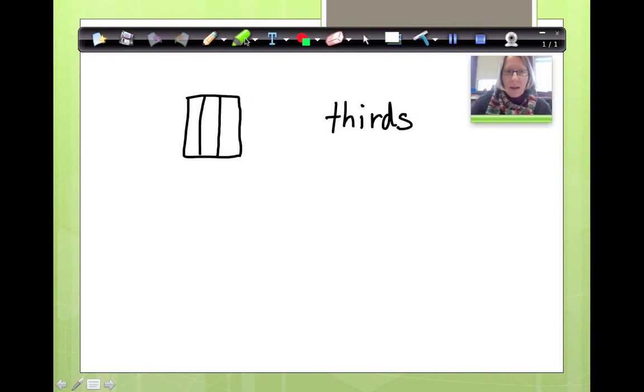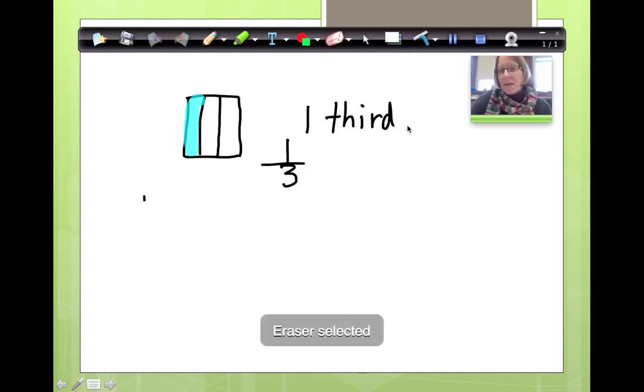Okay, now I'm going to shade. Okay, how many did I shade? I shaded 1 part. Let's write the fraction for this. So how many parts? 1, 2, 3. 3 parts for thirds, and 1 is shaded. Okay, now this is 1/3. If we were to write it, we would write 1/3, and because it's only 1, we would take off this S. Because 1 thirds doesn't make sense.